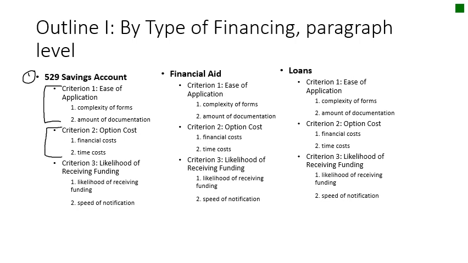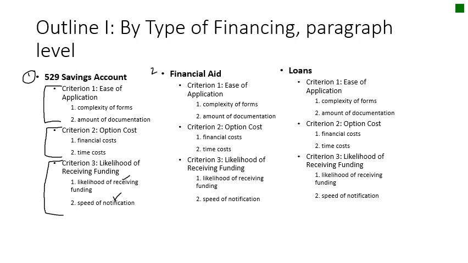I'm going to move on to my second criterion, which is the cost of that particular option. I'm going to look at financial costs. I'm going to look at time cost. Third section, or the third part of that paragraph, however it plays out, I'm going to look at how likely I am to receive the funding, and how much time it's going to take. All right? I could say that this is one paragraph or one section.